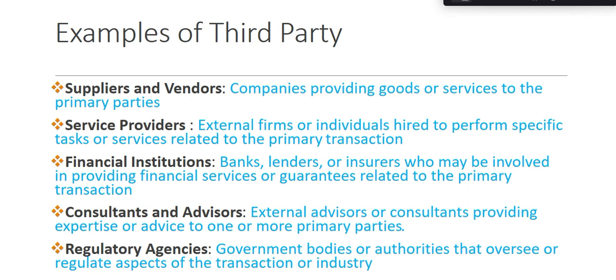So examples of third party: suppliers and vendors who provide goods and services. Service providers like building management or the building facility management. Then there is also AWS or Amazon Cloud Services who provide cloud service to the companies. Then there are financial institutions, banks, regulated lenders, insurers who have our financial information, consultants and advisors who may have information regarding products, pricing, all those things, and regulatory agencies who have information regarding our beneficial owners, structure of the company, directors, all those things.